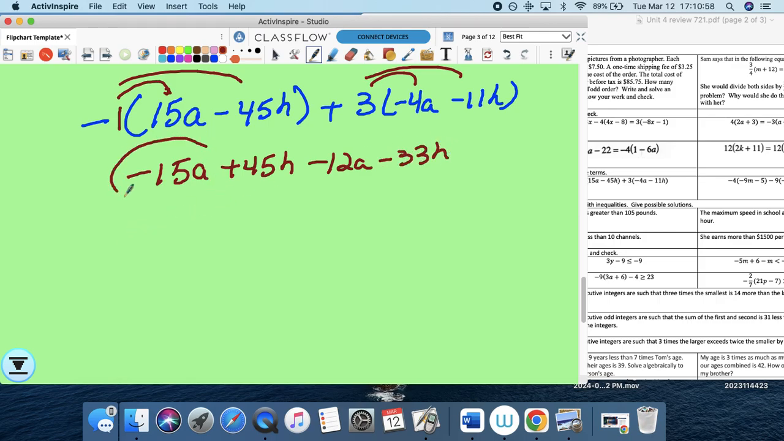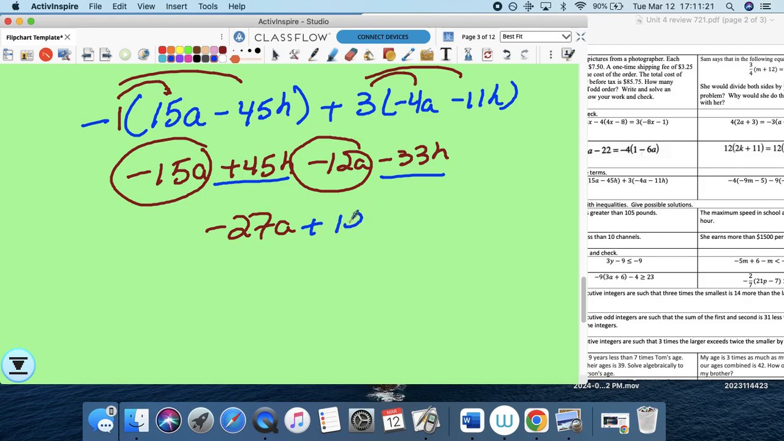Combine like terms? Yeah, I can combine this one with this one, and I get negative 27a. Please make sure that when you identify your like terms, you include the sign that precedes the number. So this is not positive 12a, it's negative 12a. And that's how I got negative 27. And then I have positive 45h minus negative 33h, so that's going to give me positive 12h. And that's my final answer.